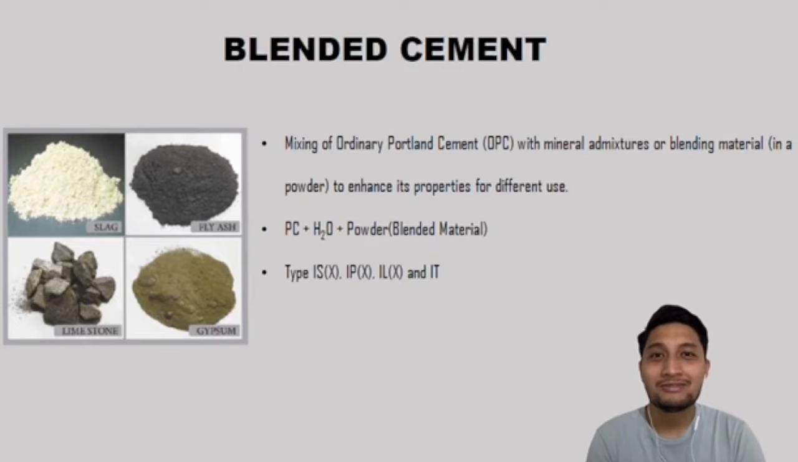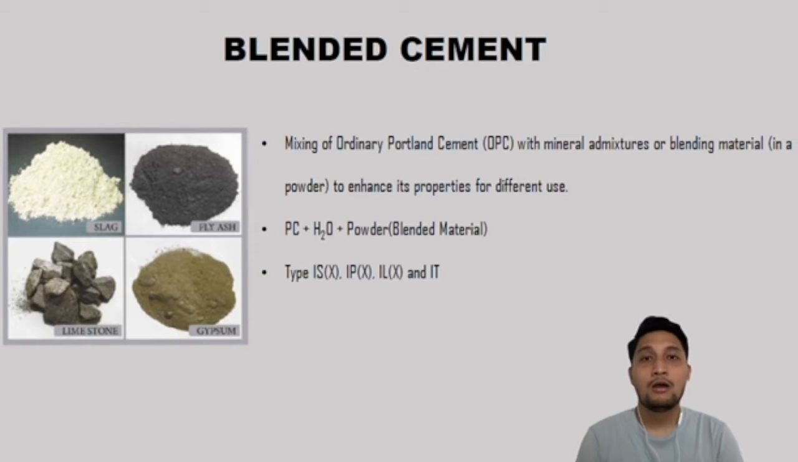Good day everyone. Today I'm going to share with you about one type of cement, which is a blended cement. Blended cement can be defined as a uniform mix of ordinary Portland cement, OPC, and blended material such as silica fume, fly ash, limestone, and slag to enhance its properties for different use. Blended cement is a combination of Portland cement, water, and blended material.